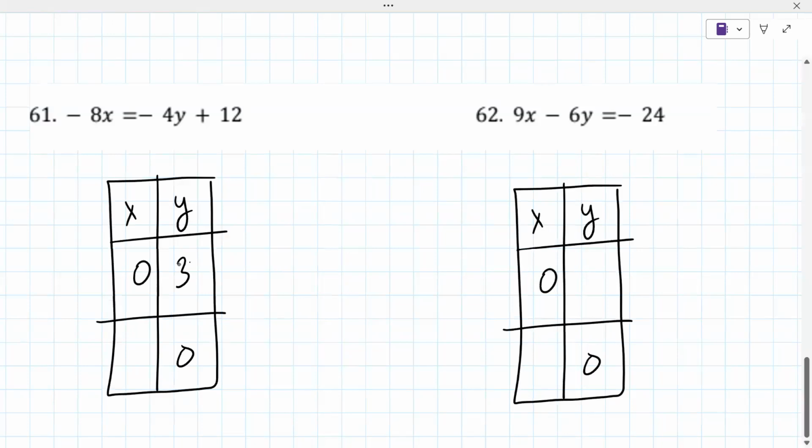Okay. And then for y, take out y, x is negative 8 over 12. No, no, that's negative 12 over 8, which is negative 4/3. Okay.